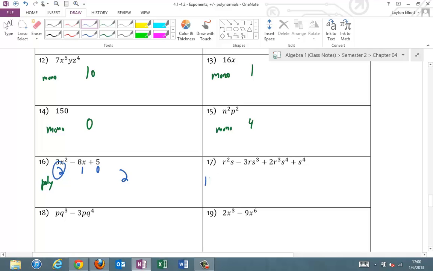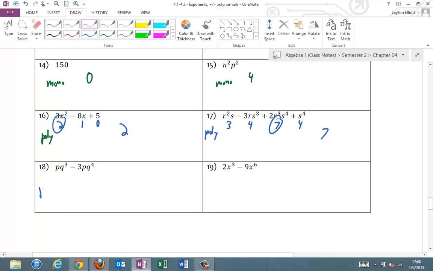17 is a polynomial. This is a degree of 3, this is a degree of 4, 7, and 4. We're going to go with the 7. 18 is a poly, degree of 4, degree of 5, so the total degree is 5. 19, it's a poly, so the degree of 3 and the degree of 6, and we're going to go with the 6.